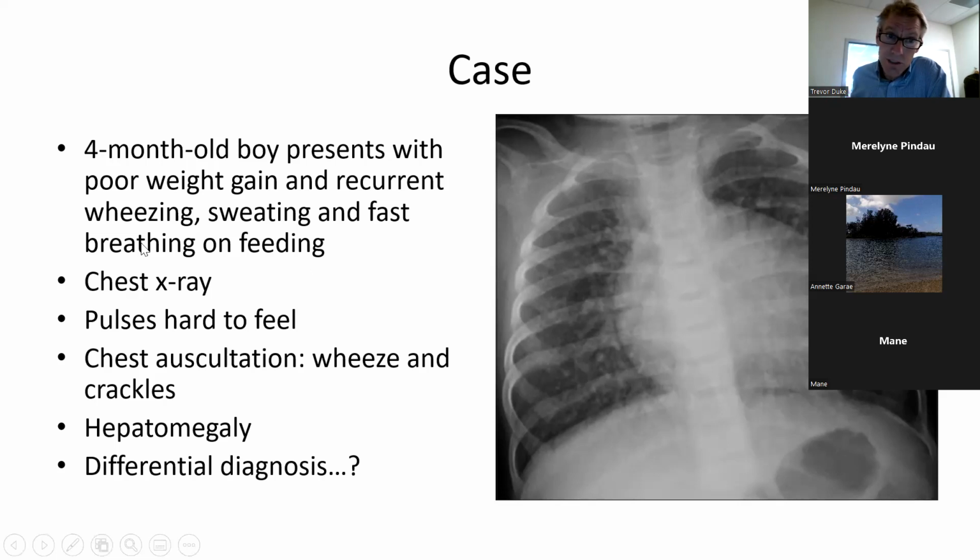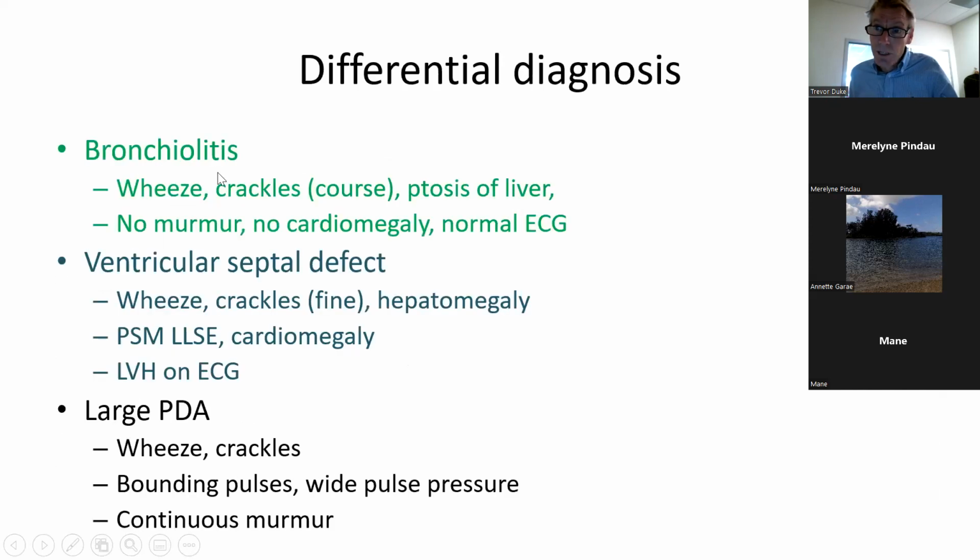Now, we see this type of presentation commonly, don't we? A 4-month-old boy presents with poor weight gain, recurrent respiratory distress, probably called pneumonia on various occasions, or recurrent bronchiolitis, but it might not be bronchiolitis. And so I think the differential diagnosis is bronchiolitis or a ventricular septal defect, or, as you said, it may be a large PDA. And when we're trying to make that distinction between bronchiolitis and a form of congenital heart disease, then you can look at the different clinical signs to make that distinction.